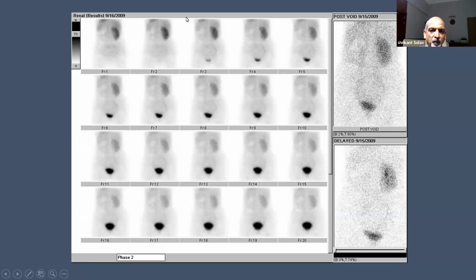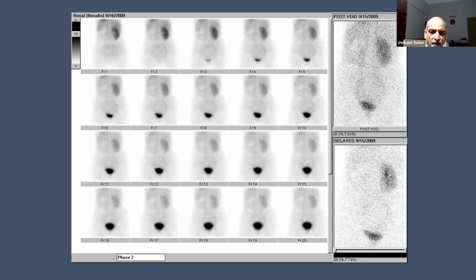What about the left side? The left side shows a cold area, which does not fill up with tracer at all up to about 20 minutes. And in the post-void as well as delayed image, there is very little radiotracer activity in the left kidney. So qualitatively, this is nowhere close to 18 or 20% of functional contribution.